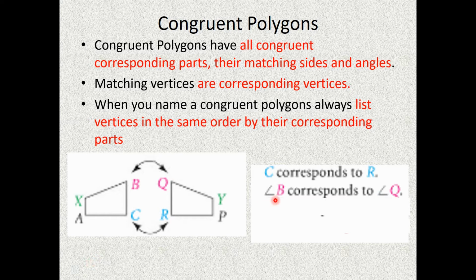You also could say that angle B is congruent to angle Q because based on looking at the diagram, these vertices are congruent. That means that these angles are congruent. You also could say that side AX corresponds to side PY, so they'd be congruent because they're corresponding. And then if we want to name our congruent figures, the figures match up so that A corresponds to P, C corresponds to R, B corresponds to Q, and Y corresponds to X. But notice that they're in that corresponding relationship, so they match up perfectly.